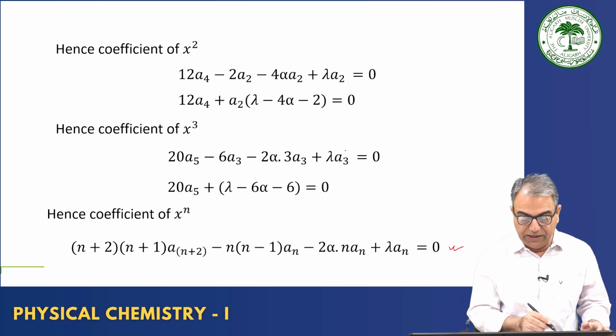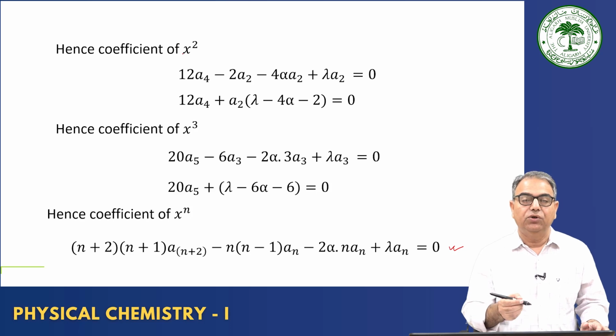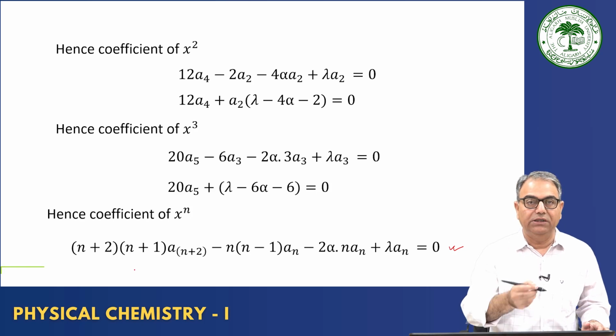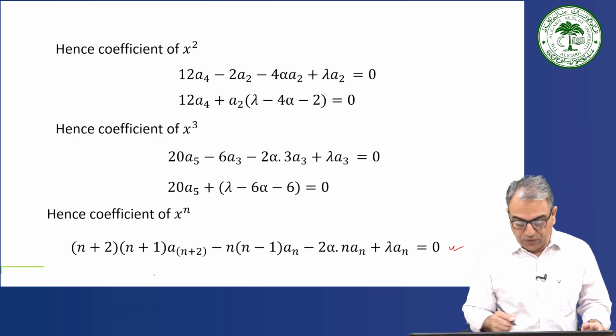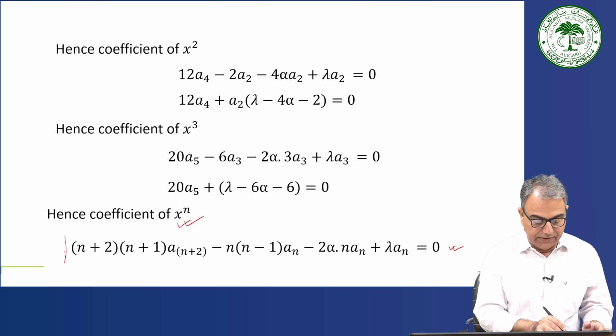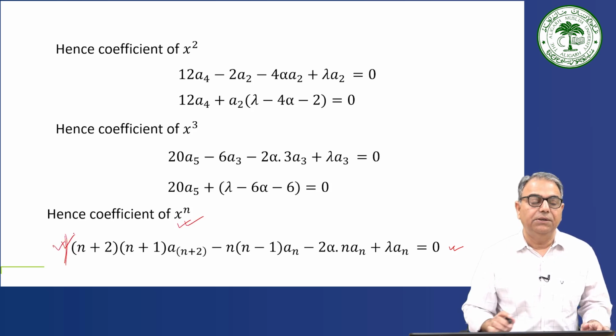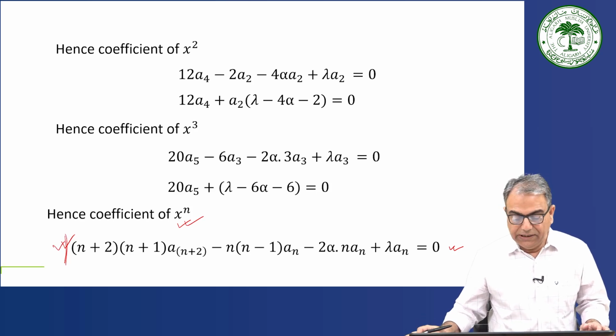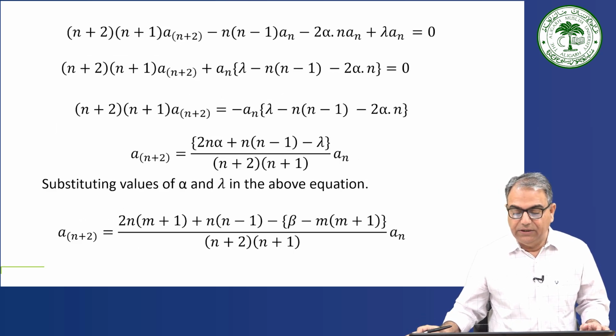So just put the n values; n could be 0, 1, 2, 3, 4, anything. If you put n is equal to 2, you get this series. If you put n is equal to 1, you get the previous one. So a general equation for the coefficients of x raised to the power n we have written here. The same thing we did in the simple harmonic oscillator also.